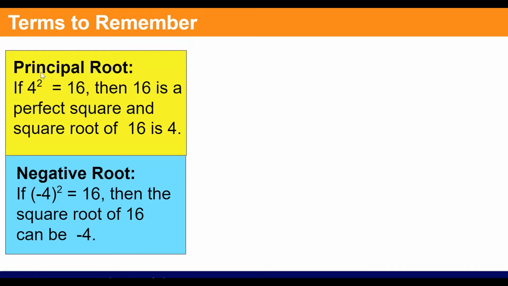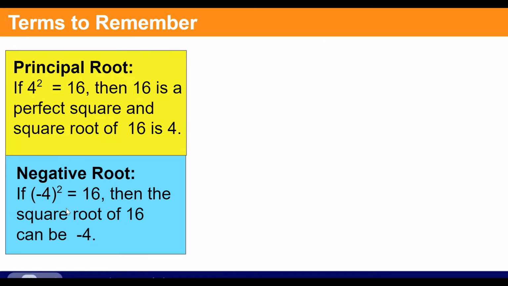Okay, another terms, we have principal root. Ano po ang principal root? If 4 squared is equal to 16, then 16 is a perfect square. Square root of 16 is 4. So, yung 4 po, siya po yung principal root.